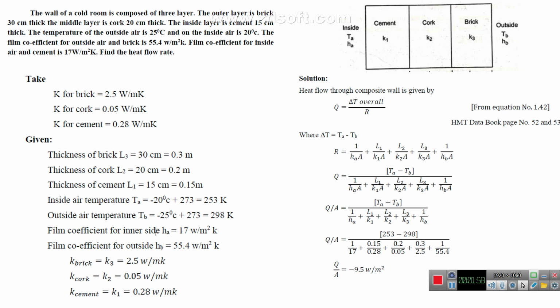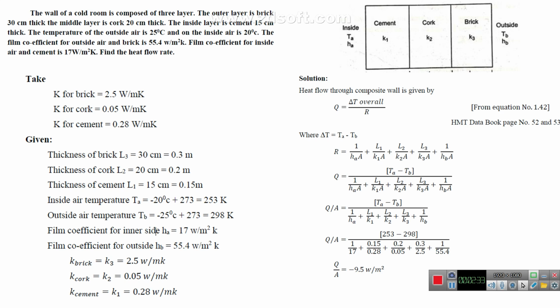Everywhere we are taking the length, meaning the length over which the heat will be transferred. We take the overall length values for solving the problem. Okay, so here the lengths of the three layers are given, that is, brick, cork, and cement. The values given are 15 centimeter, 20 centimeter, 30 centimeters. So these are the L values.